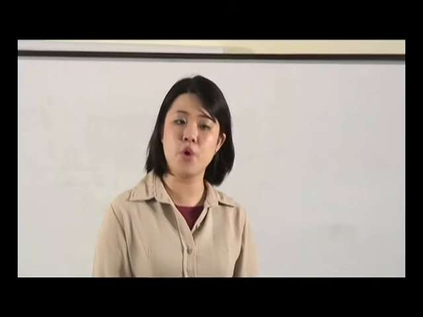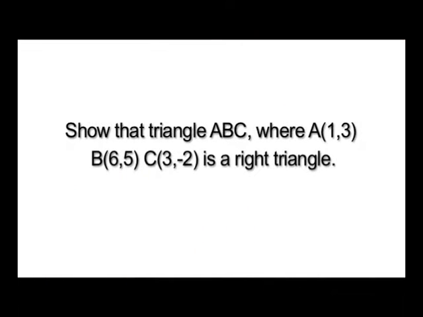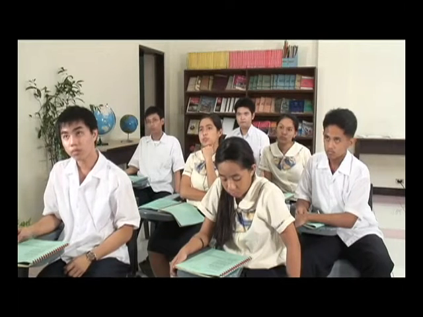Yes, well done, Jay. This shows once more that there may be more than one way of solving a problem. Now let's try another problem. Show that the triangle ABC, where A has the coordinates 1, 3, B, 6, 5, and C, 3, negative 2, is a right triangle. I know what to do.